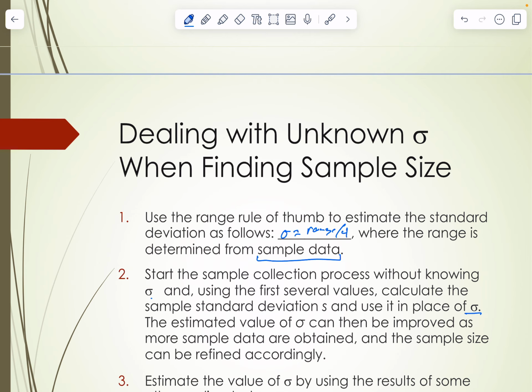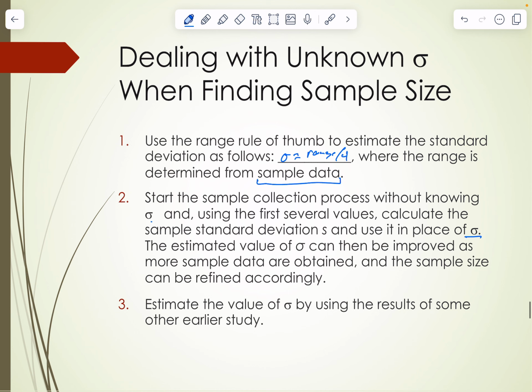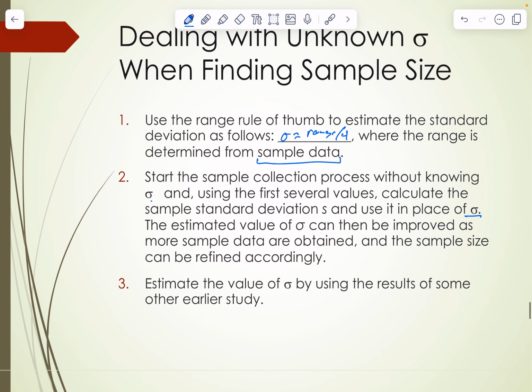The estimated value of sigma can be improved as more samples of data are obtained, and the sample size can be redefined accordingly. Or you could estimate the value of sigma by using the result from some earlier study.